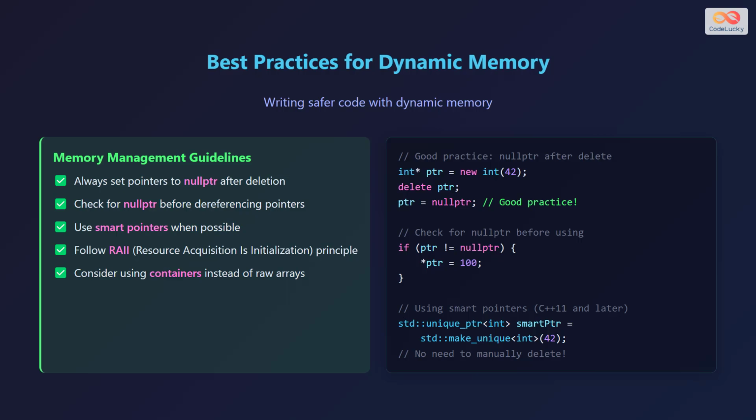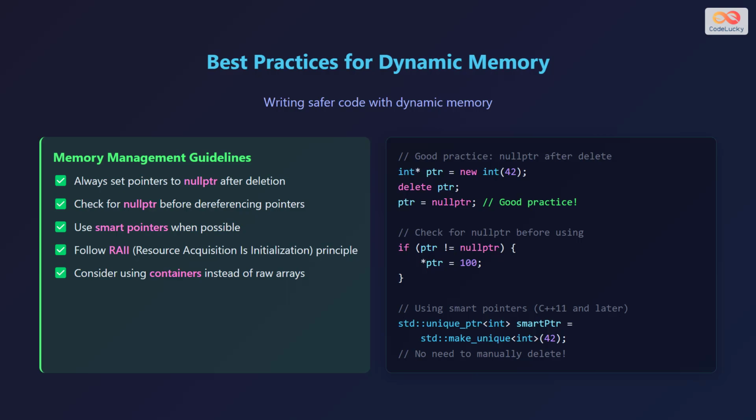Follow the RAII, resource acquisition is initialization, principle, which ties the lifecycle of a resource to the lifespan of an object. Consider using containers such as vectors and lists instead of raw arrays. Containers handle memory management automatically. On the right side, we have code examples illustrating these practices.